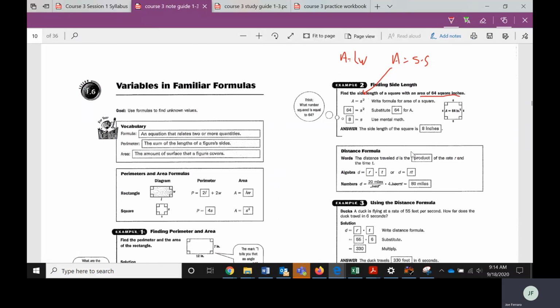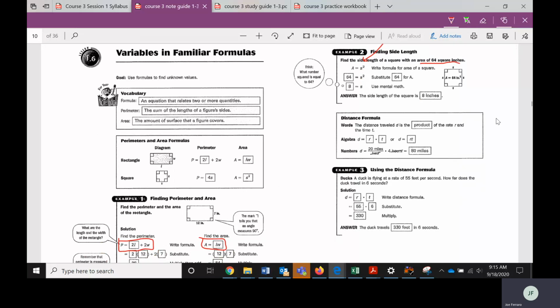So they're telling you the area is 64, and that equals the side squared. So what you need to ask yourself is what squared equals 64, or what times itself equals 64. If you don't know that, you start trying numbers. 6 times 6 is 36. 7 times 7 is 49. We're getting closer. 8 times 8 is 64. If you've done some algebra before, you'd also know that if you took the square root of 64, that would give you 8. So that would be the answer.